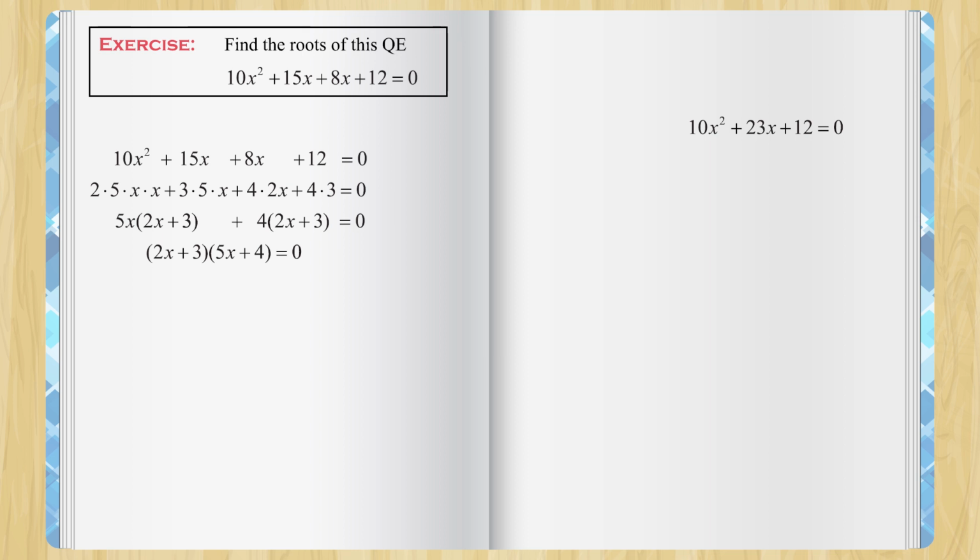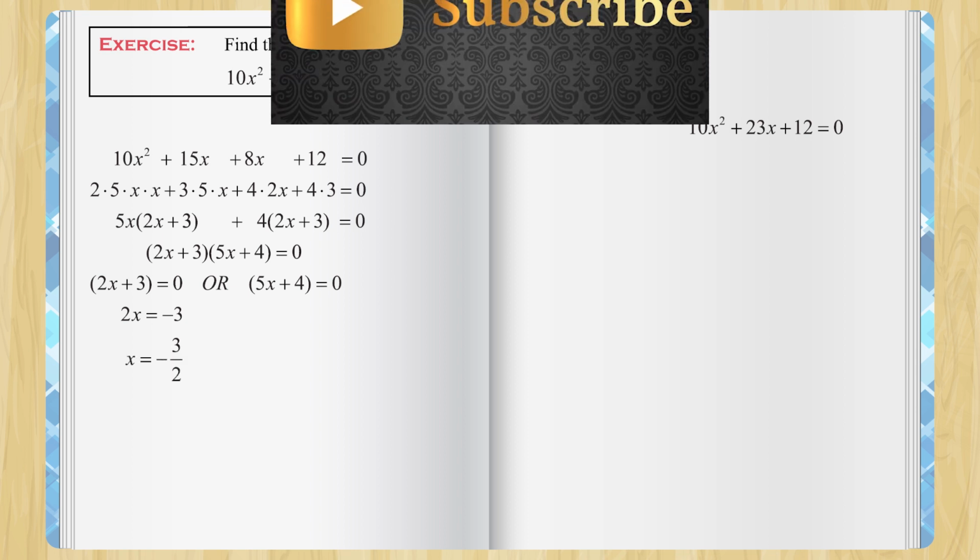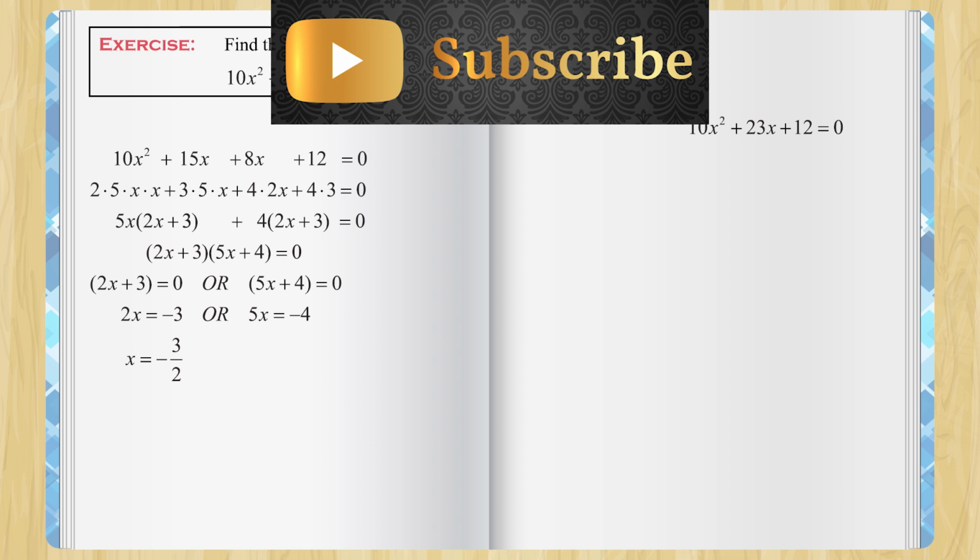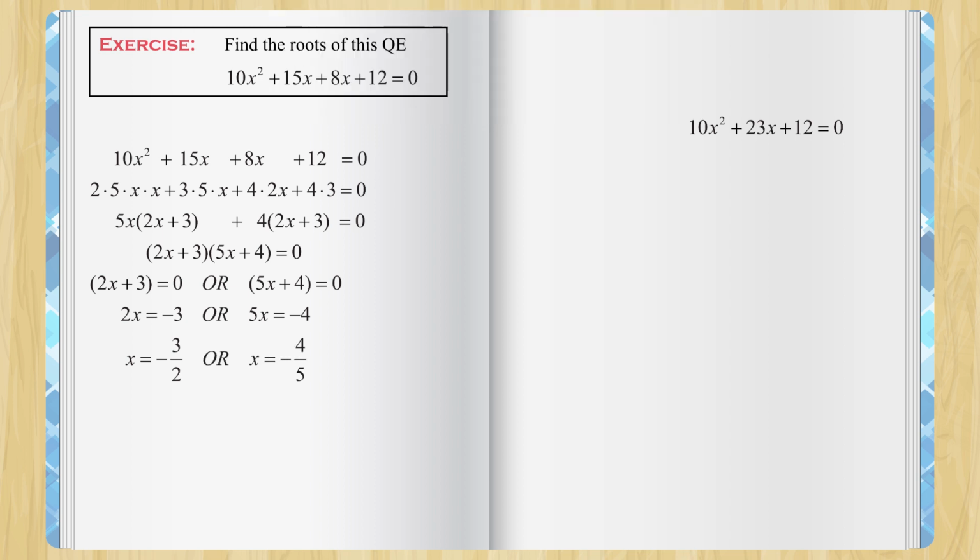Now we can use the zero product principle and write 2x plus 3 equals 0 or 5x plus 4 equals 0. Positive 3 goes on the other side, becomes negative 3, and then you divide by 2 to get x equals negative 3 over 2. Likewise, this side simplifies to x equals negative 4 over 5. And these are the two solutions of the given quadratic equation.